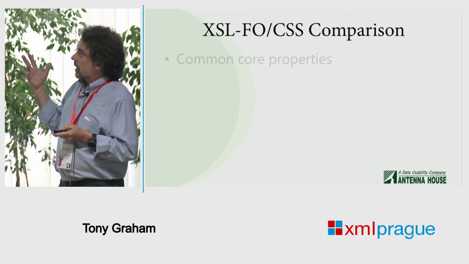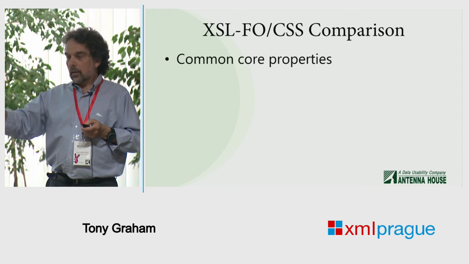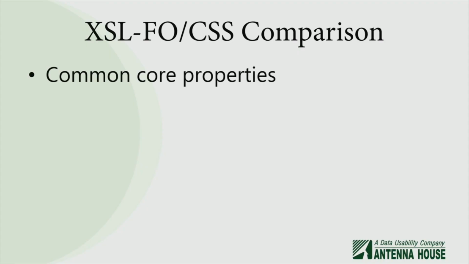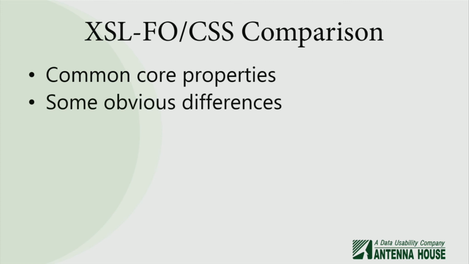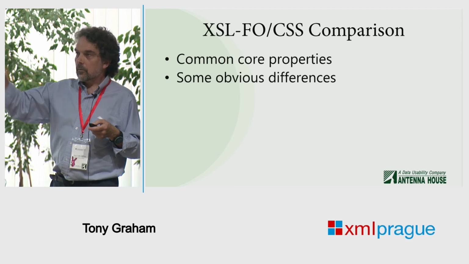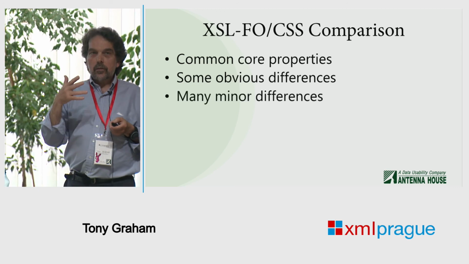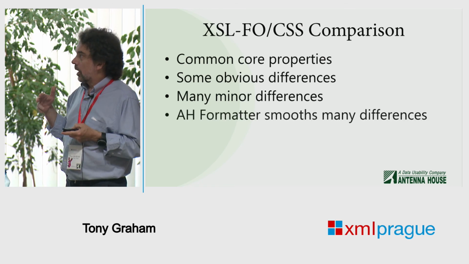So the comparison, we say that there are these common core properties which follow from the TAG decision, the architectural principle for the web, that where possible properties should be in common. There are some obvious differences. I've shown you how the pages are made and how content is directed to the headers and footers. And there are many minor differences. If you want to know more, read the book.